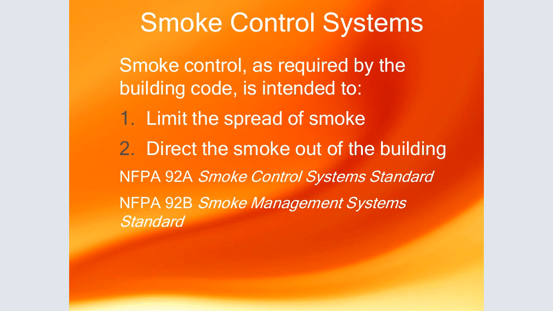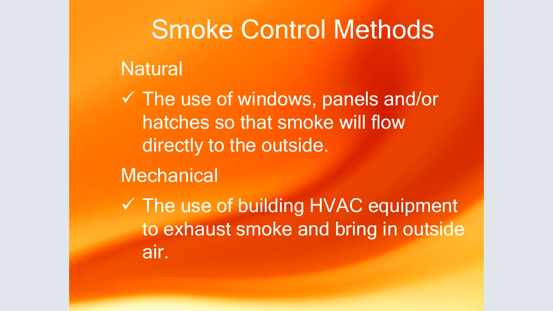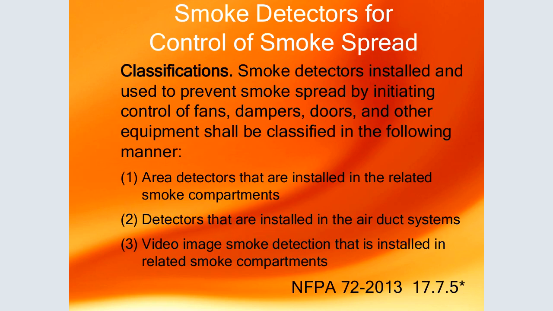Smoke control systems. Smoke control, as required by the building code, is intended to limit the spread of smoke and direct the smoke out of the building. Natural control methods use windows, panels, and/or hatches so that smoke will flow directly to the outside. Mechanical methods use the building HVAC equipment to exhaust smoke and bring in outside air.